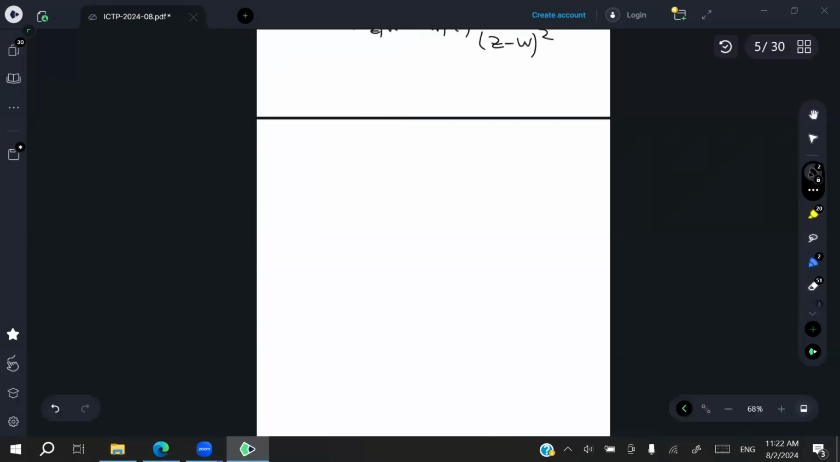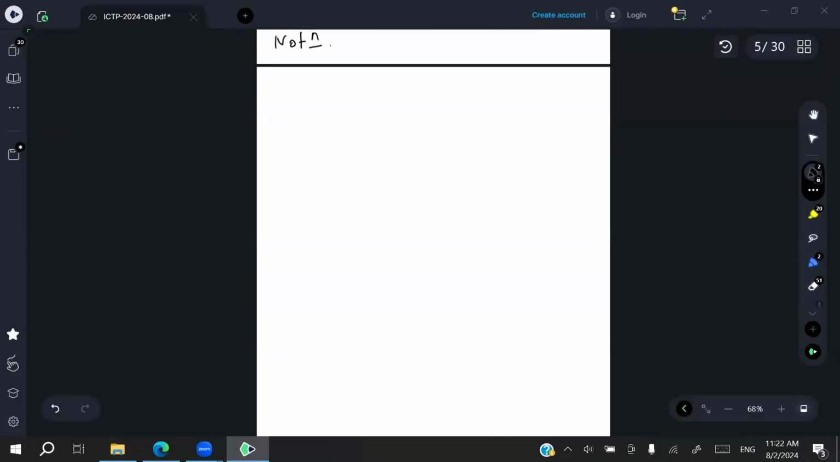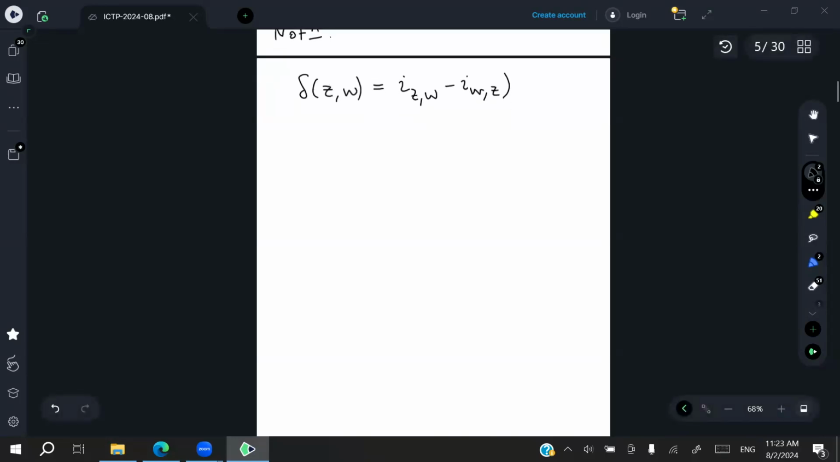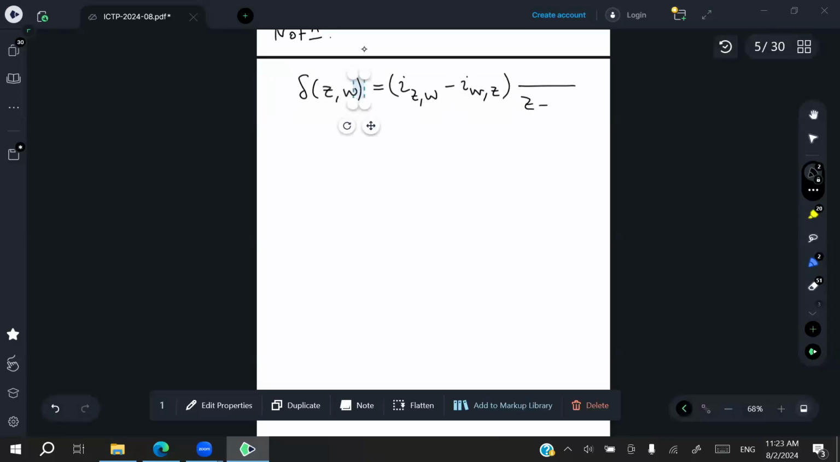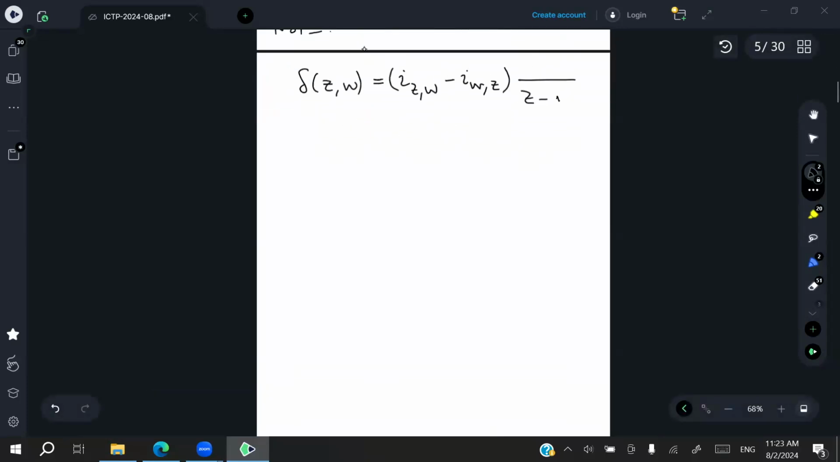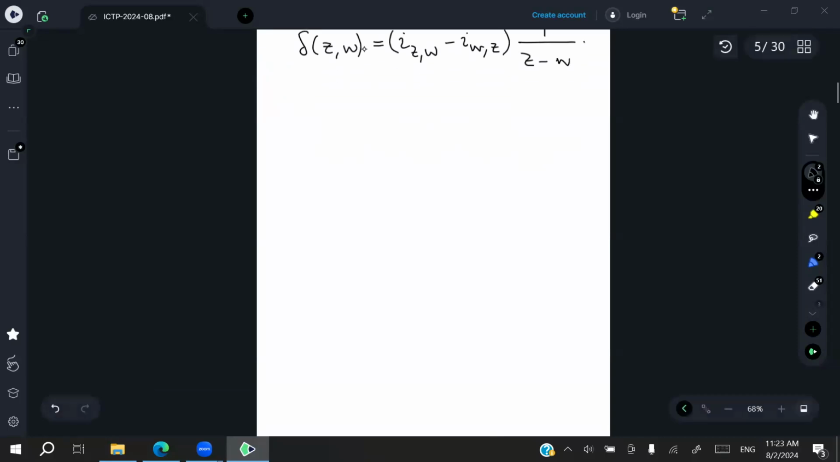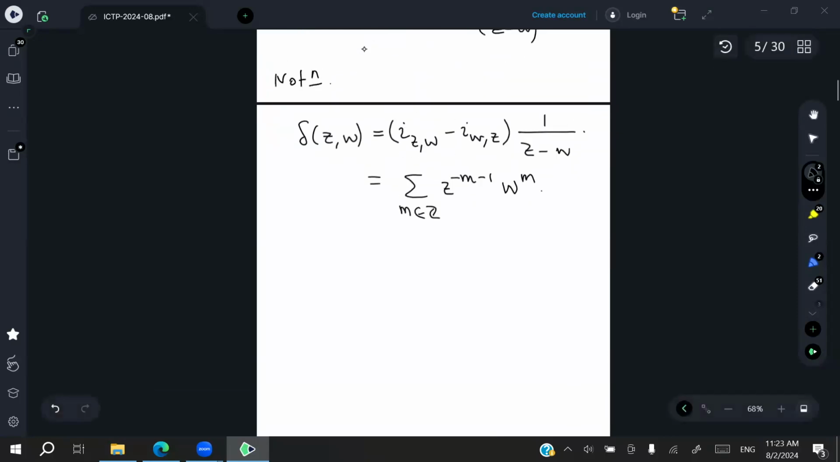So the notation will be delta(z,w) is i_{z,w} minus i_{w,z} of 1 over z minus w. Which concretely is just the sum over all integers of z to the minus m minus 1 w to the m.